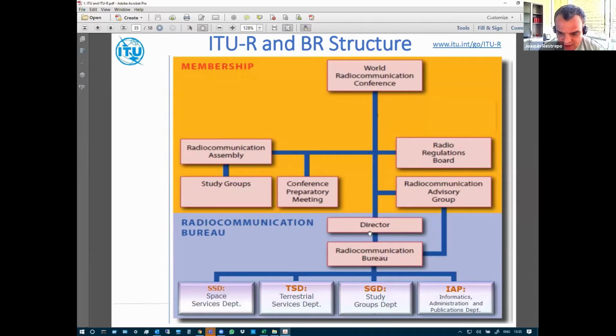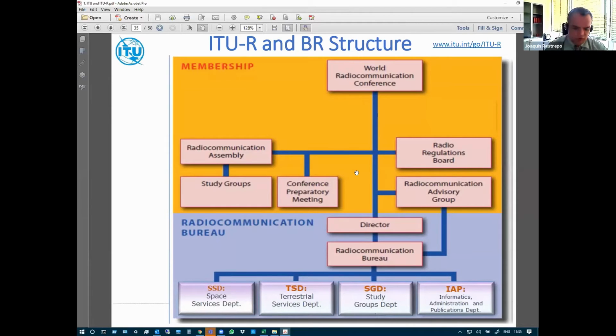Then it's led by our director, Mr. Mario Maniewicz at this time. And the Radiocommunication Bureau is organized by the Space Services Department, the Terrestrial Services Department, the Study Groups Department, and IAP, Informatics, Administration and Publications Department.